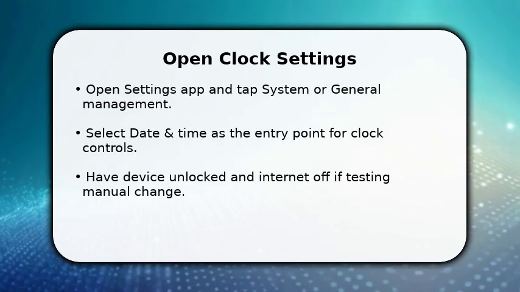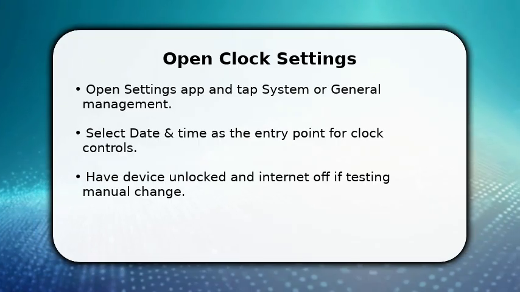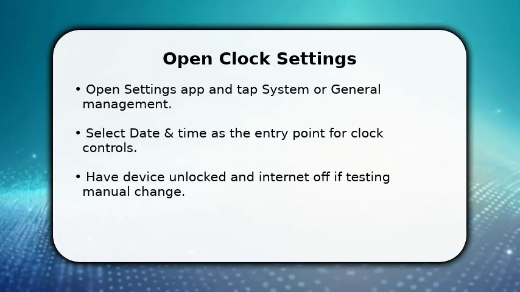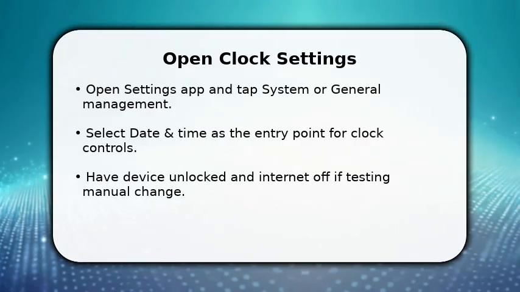You do this because the network will override manual entries. While connected to Wi-Fi, the network value may appear, so disable it first. Then pause and prepare to enter the time and date fields manually.